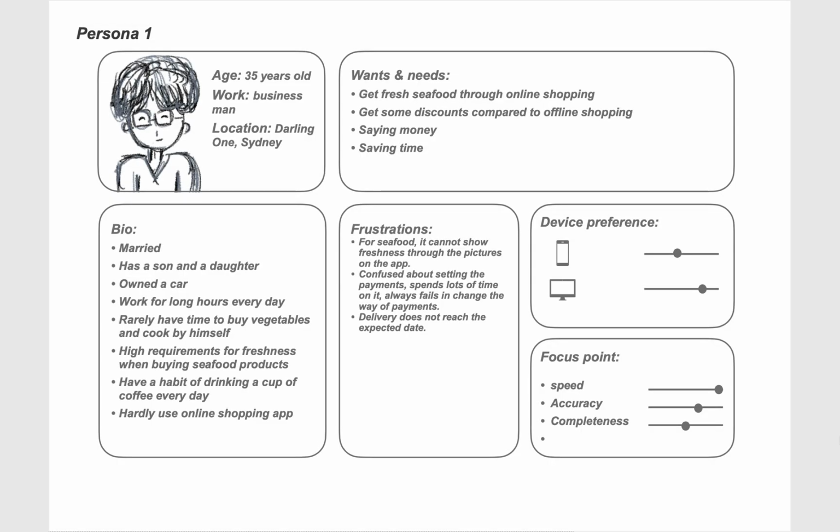I also created two made-up characters for more data. Think about two people from two completely different age groups, with different work, characteristics, goals, and frustrations. This will help us quickly spot the design problems.